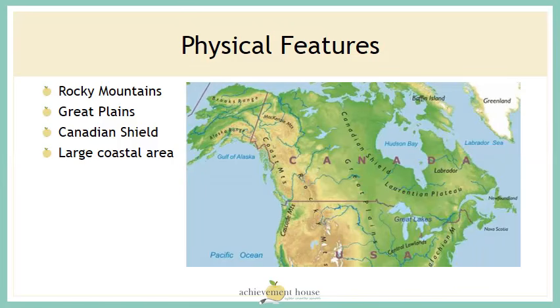Let's take a look at a physical map of Canada. You'll notice that a lot of the land features are an extension of what we have in the United States. Note the Rocky Mountains extend north into Canada. The Great Plains extend north into Canada. There's also the Canadian Shield, which we'll learn a little bit more on the next slide, and the large coastal area. Look at all of the boundaries of Canada that are coastal. You've got the Gulf of Alaska, Hudson Bay, the Labrador Sea, and even the Great Lakes. The northern borders of the Great Lakes are in Canada.